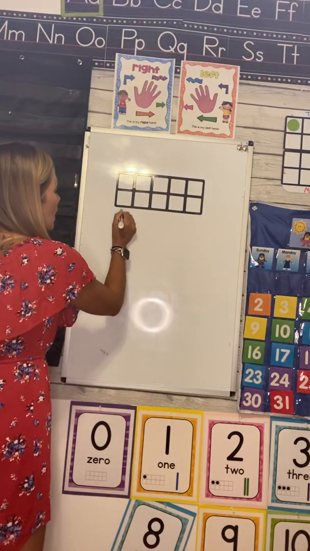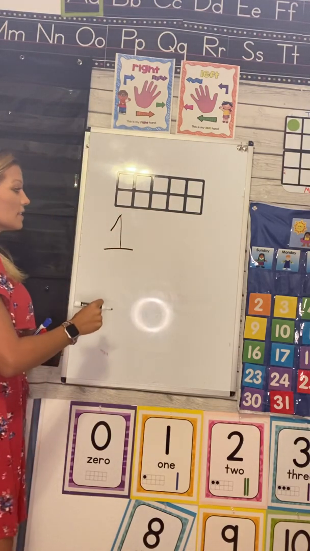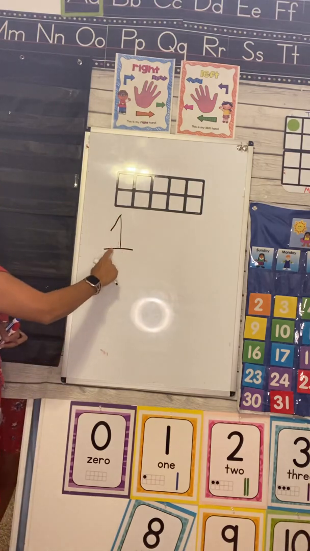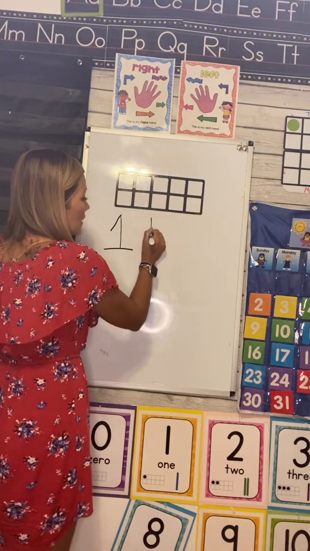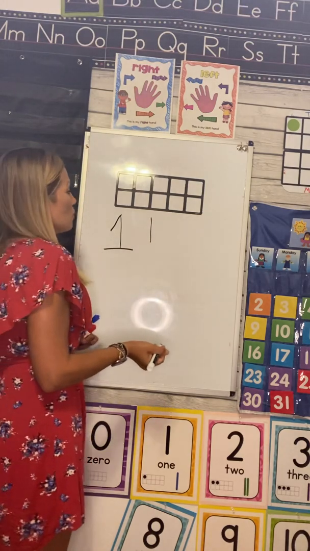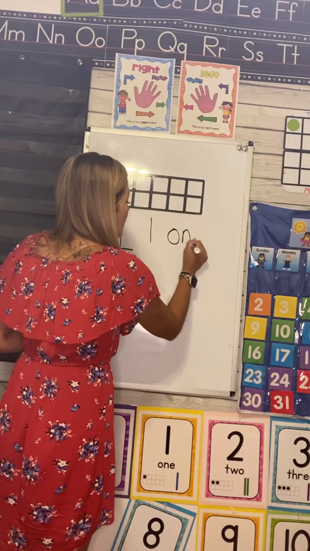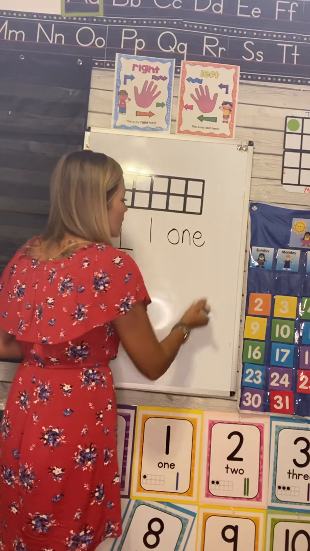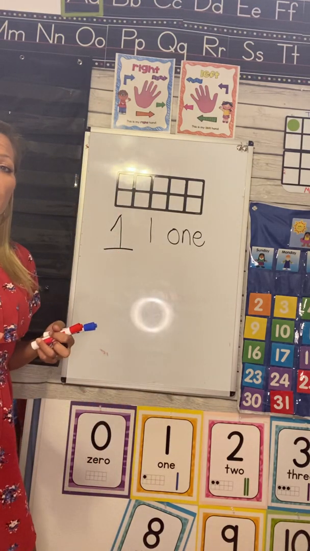The number 1 looks like this. It is a straight line down and across. Some people may write the number 1 like this. Also, you can spell the number 1 O-N-E.